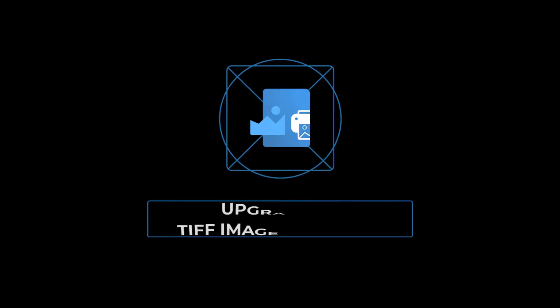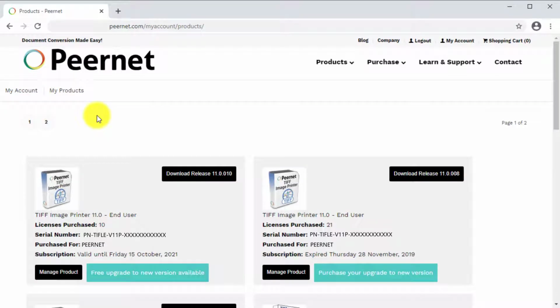How to upgrade to TIFF Image Printer 12. For existing users of previous versions of TIFF Image Printer, you can access the upgrade to version 12 through your Peernet online account on the My Products tab.